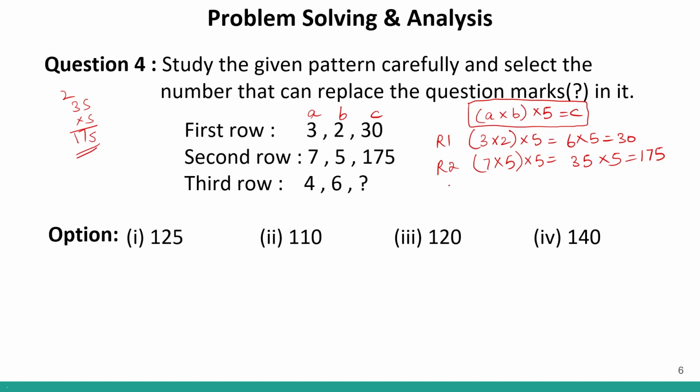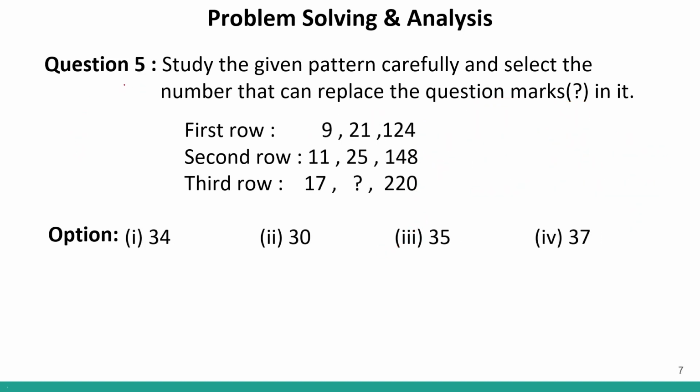Now let us do the same thing for row 3. So row 3 will be what? 4 into 6 into 5. 6 4s are 24. 24 into 5. So 5 4s are 20, 2 carried. This will be 120. So 120 will be our answer. And 120 is given in option 3. So option 3 will be your correct answer to question number 4. So here is the solution. You can take a look at it and write it down.